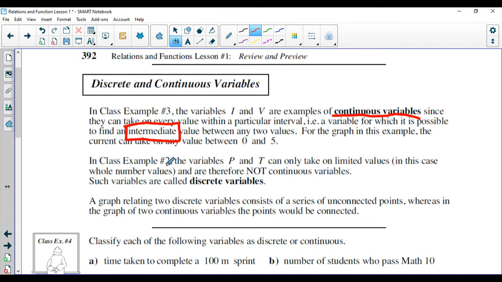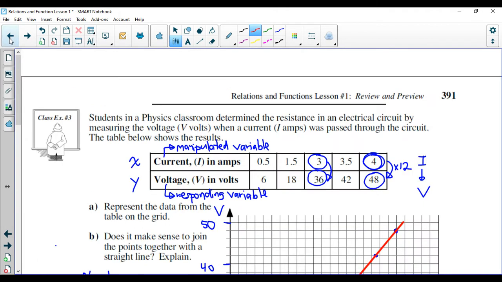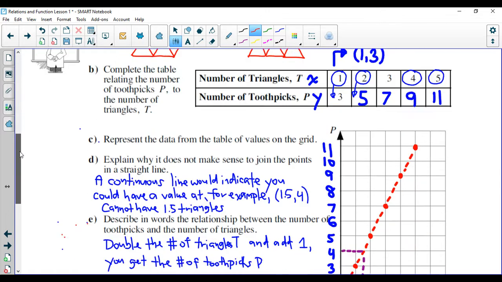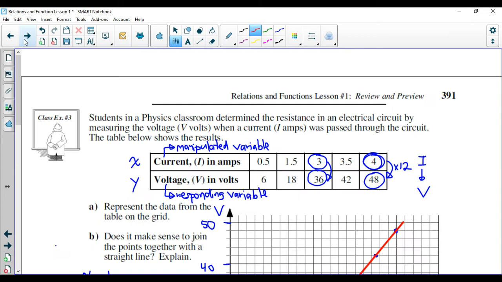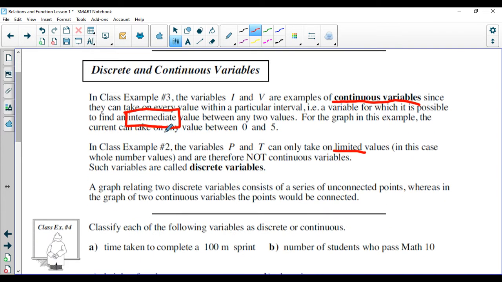Now, in class example 2, so that's the toothpick one, the variables P and T can only take on limited values. That's because, if we go back here, when the number of toothpicks is 4, you'd have 1.5 triangles, which doesn't make any physical sense. So the variables would not be continuous because you cannot have intermediate values. And if you cannot have intermediate values, we refer to those variables as being discrete variables.